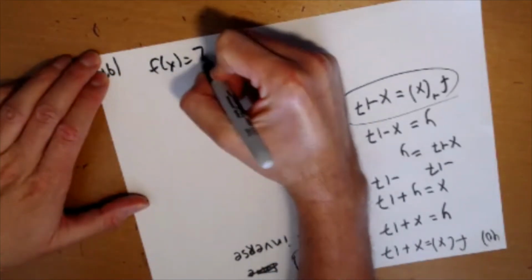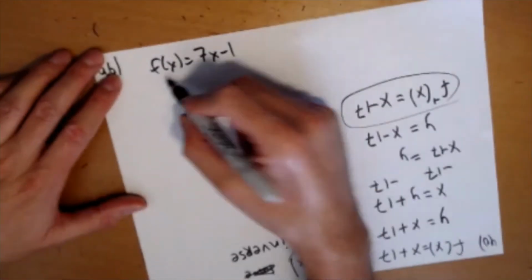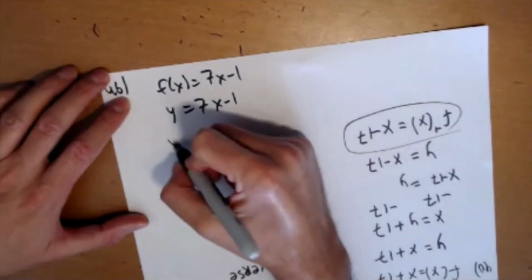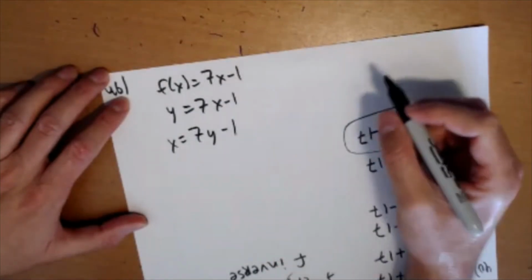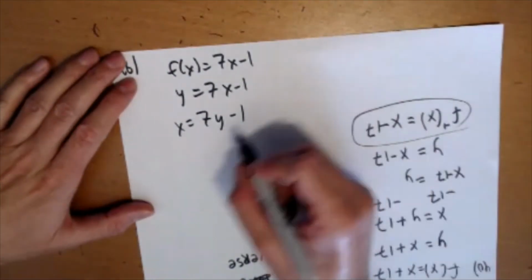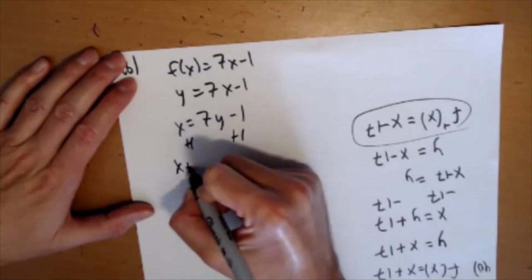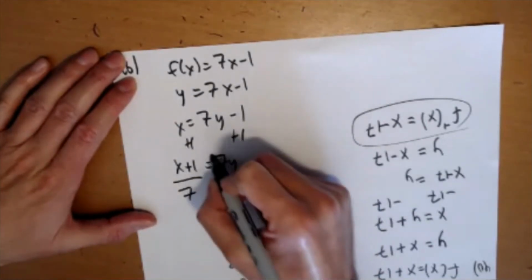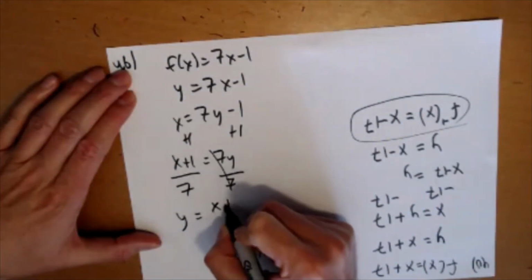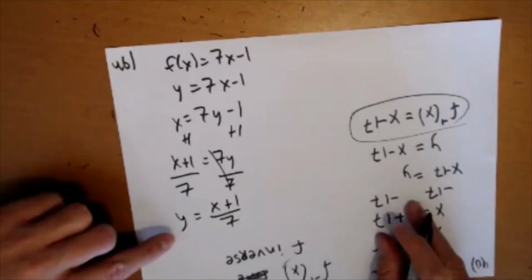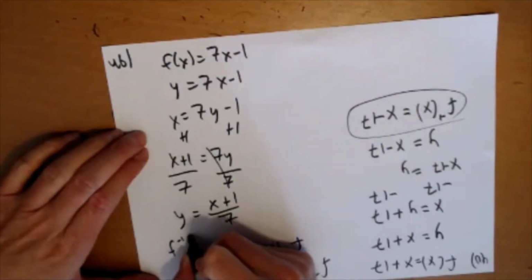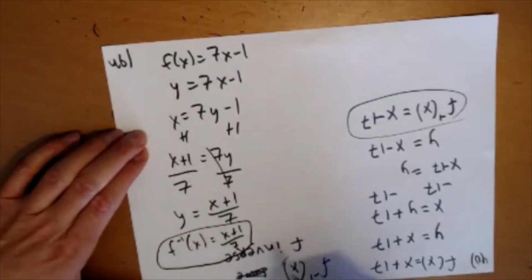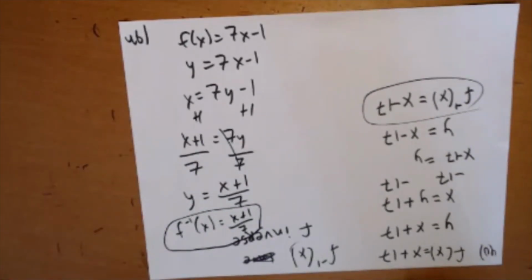f of x equals 7x minus 1. Step number 1, call f of x y. y is equal to 7x minus 1. Step number 2, switch x and y. x equals 7y minus 1. Step number 3, solve for y. Okay, let me add 1 to both sides. Get y alone. So y is equal to x plus 1 over 7. Final step, call y f inverse. Okay, f inverse of x is equal to x plus 1 over 7. Boom. Making sense?